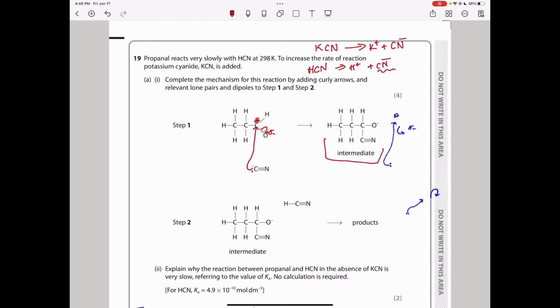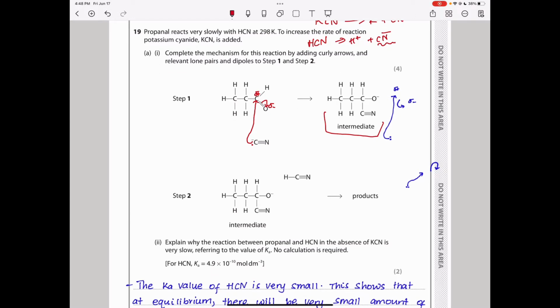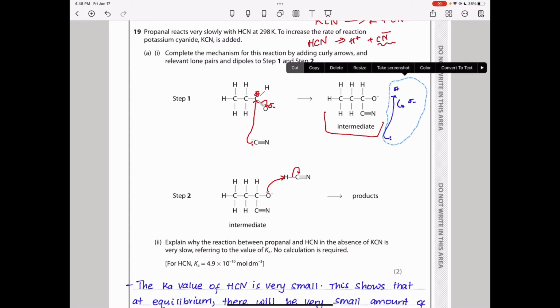And then in the next step, we can see here, there is a lone pair that was returned. This lone pair is going to be donated to here, and that bond will break, returning the electrons to the other side, forming the product. So here, actually we are not required to draw the products, it's just these 2 steps, and as you can see, that is what is going to occur in this reaction.